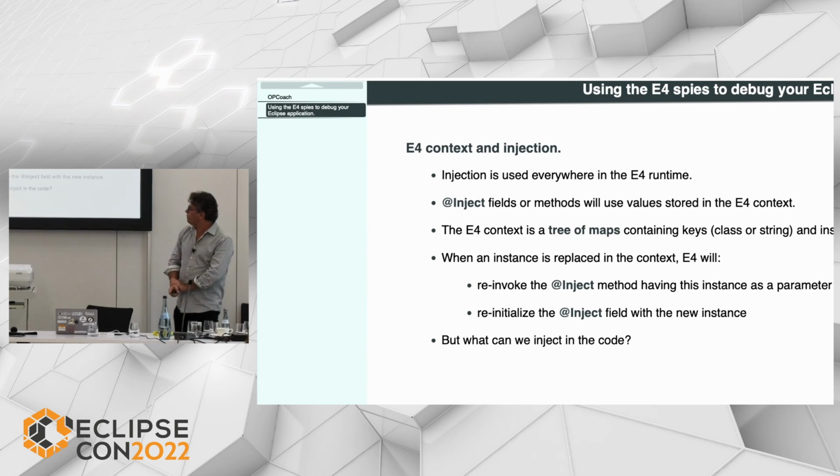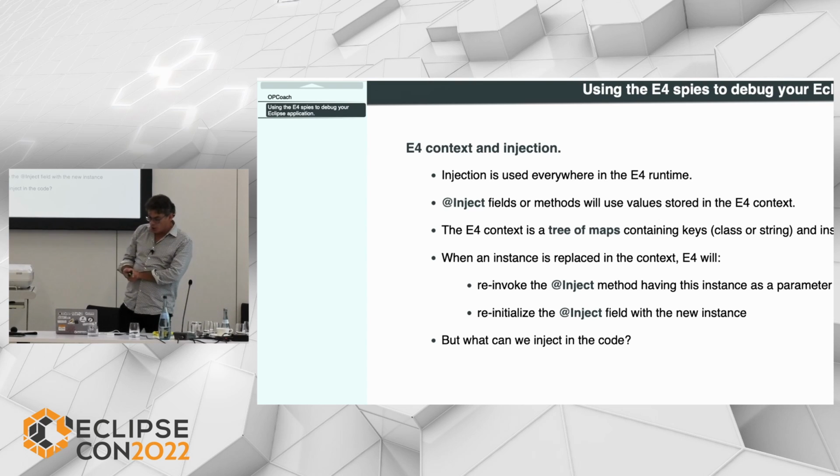Another very important spy is the context spy. The context spy will display all the values you can inject in your application. I don't know if you are aware, but if you use the E4 runtime and develop pure E4 plugins, you will be led to use injection, because injection is really handy. It removes a lot of listeners that you would otherwise have to define.